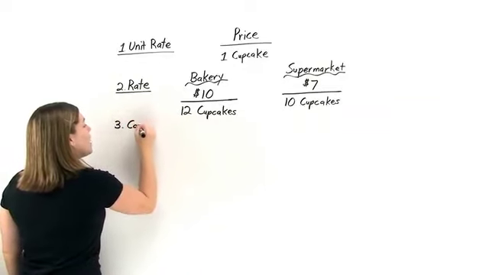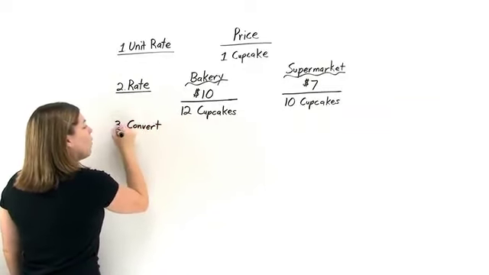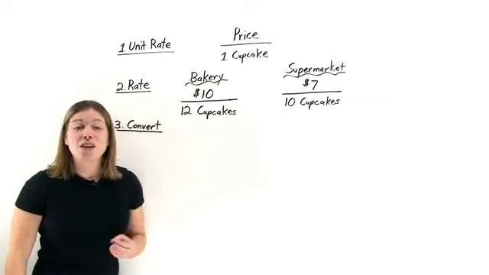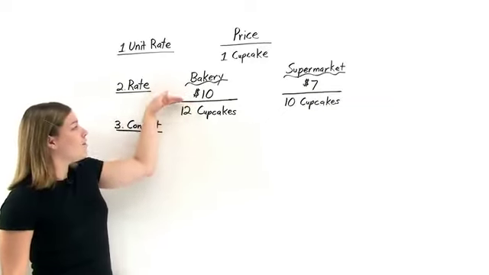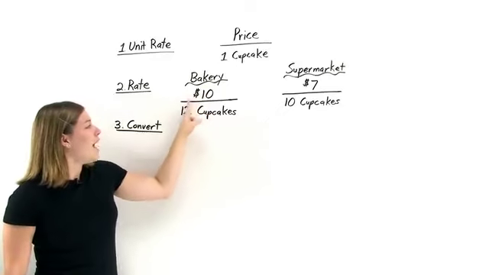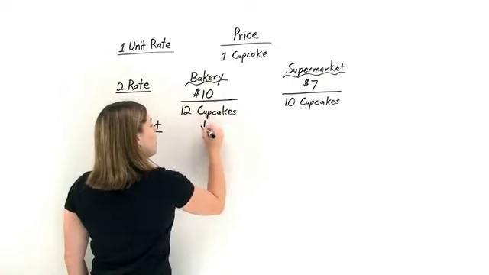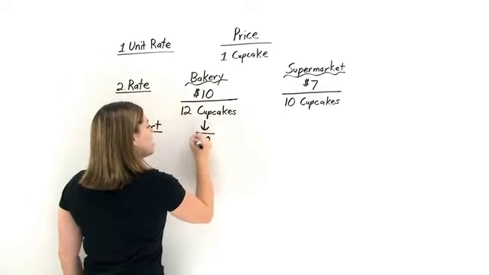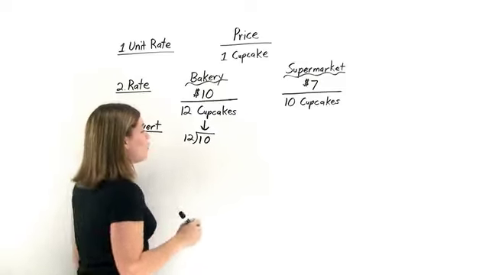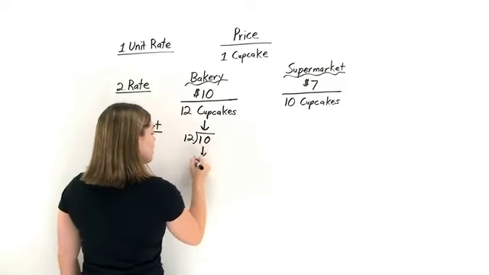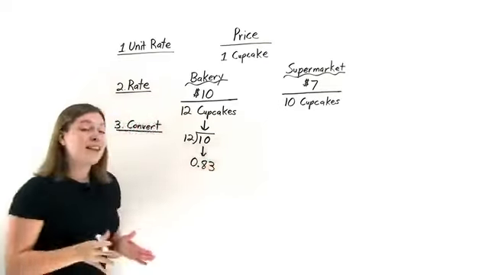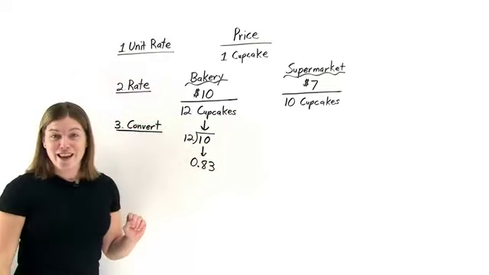To convert these rates into unit rates, we need to remember what a fraction really is. A fraction is really a numerator divided by a denominator. So here we can take 10 divided by 12. If we take 10 and divide it by 12, we end up getting a repeating decimal. So let's round that decimal to 2 decimal places, since we're dealing with amounts of money. And we get the decimal 0.83.